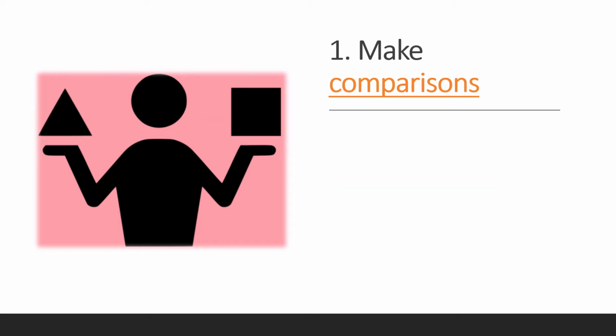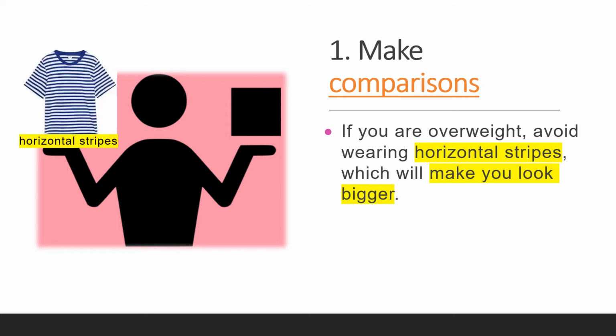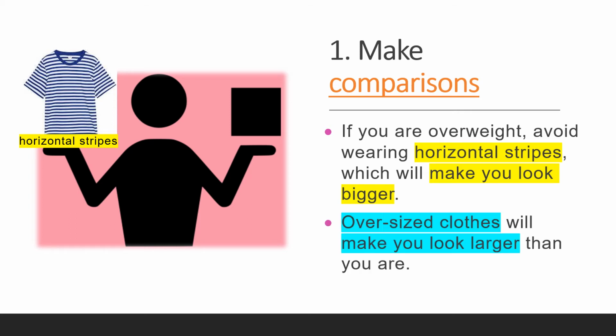Let's take a look at another group of sentences. In the first sentence, if you're overweight, avoid wearing horizontal stripes, which will make you look bigger. In the first sentence, the idea is you should avoid wearing clothes with horizontal stripes if you are already very big or fat, because this will make you look bigger. In the second sentence, oversized clothes will make you look larger than you are.